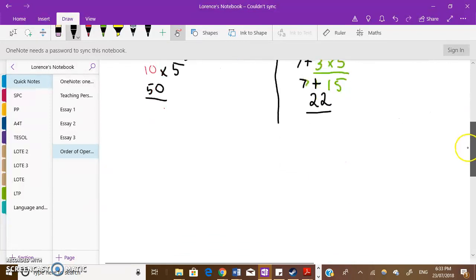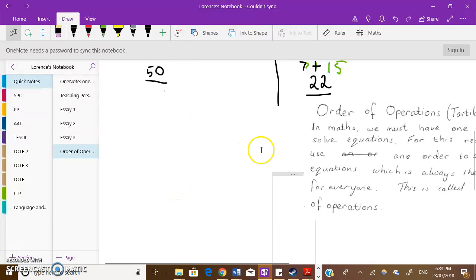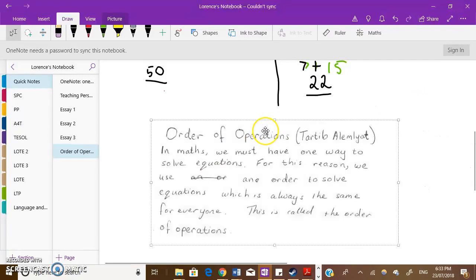And I'm just going to go ahead and show you what the rule is when it comes to solving for mathematics. Here it is here, and I'll just bring it in so you can see. Now, the order of operations in maths, we must have one way to solve equations. For this reason, we use one order to solve equations, which is always the same for everyone. It cannot be different. This is called the order of operations.